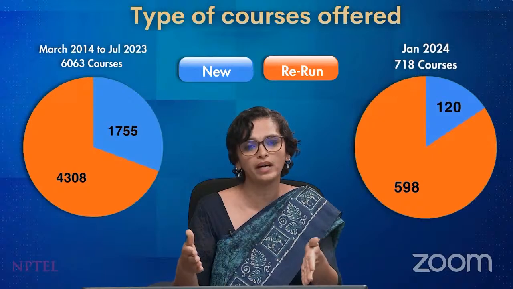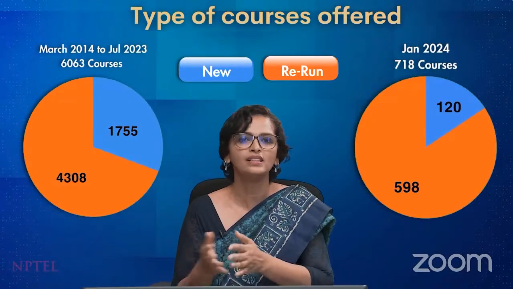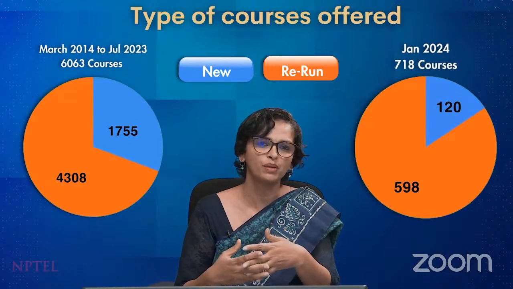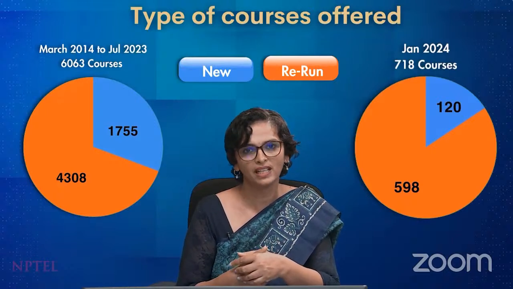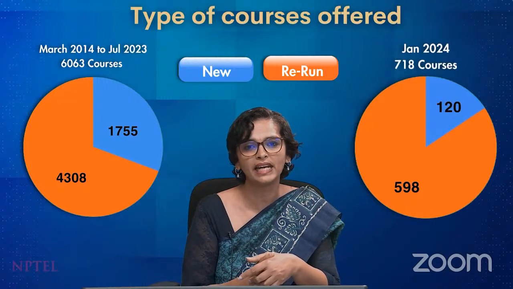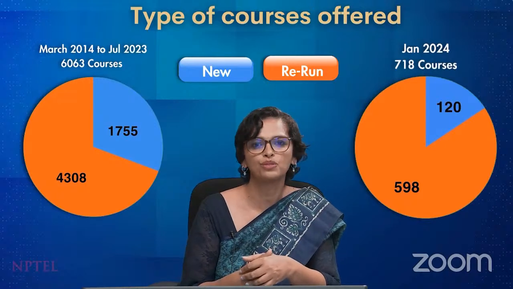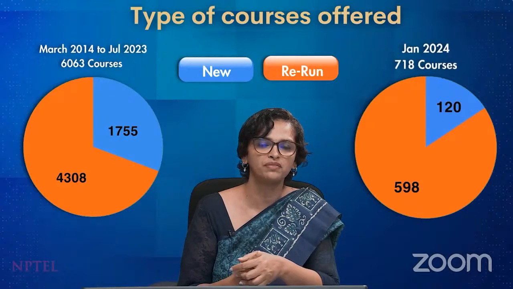So, if you know how NPTEL works, maybe you have done 5 or 6 NPTEL courses so far, then a new course is very easy for you. But if you are a first time learner, if you are coming from a college doing NPTEL for the first time, we would really suggest that you do rerun courses. And as you can see in the July semester, we have 583 rerun courses while 108 are new courses.